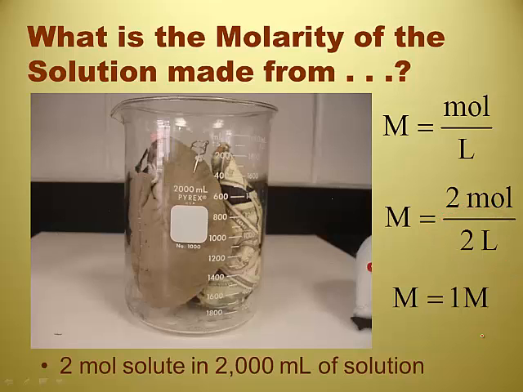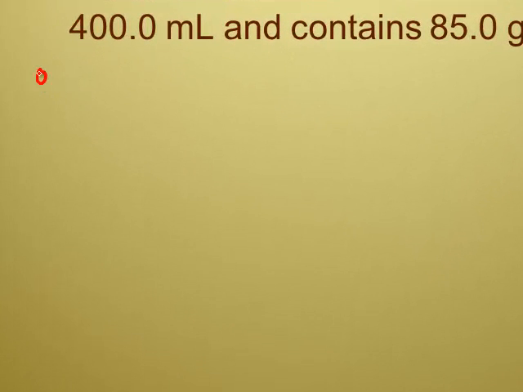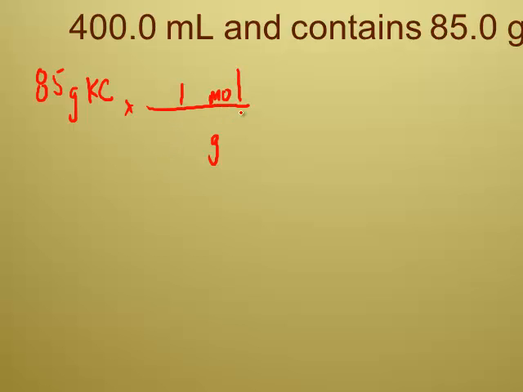All right, so here's an example. What's the molarity of a potassium chloride solution that has a volume of 400 mL and contains 85 grams of potassium chloride? Whoa, grams? All those other examples were moles. Where'd the grams come from, Mr. Kane? This is why I said this version was a little bit harder. I don't have a balance in the back of my room that tells me moles of a salt. So we've got to take this 85 grams of potassium chloride and use first semester chemistry to convert from grams to moles.